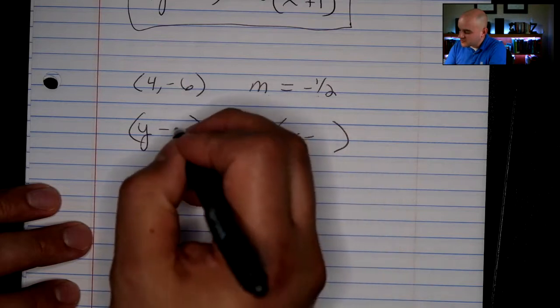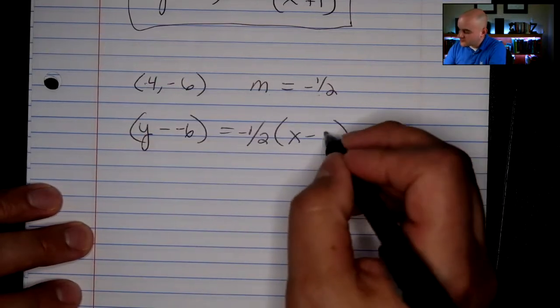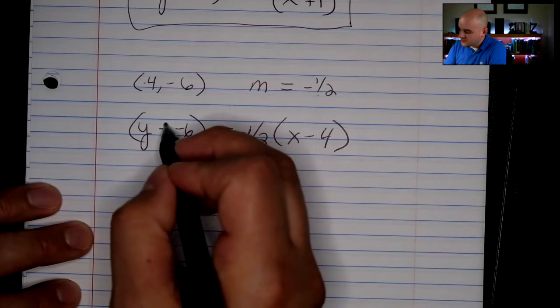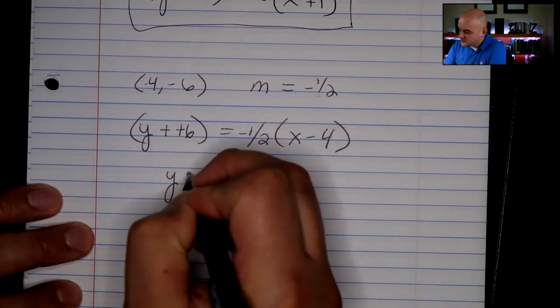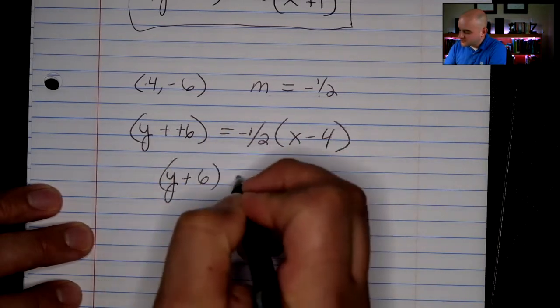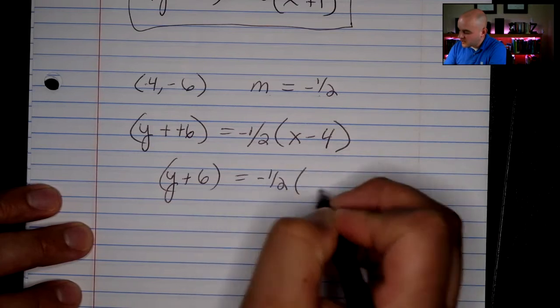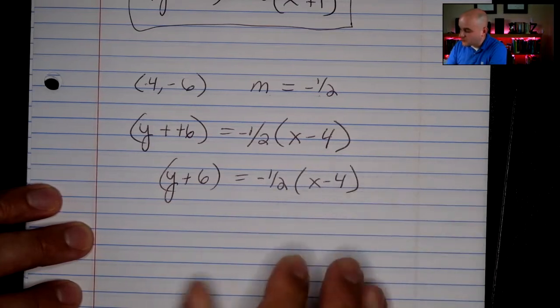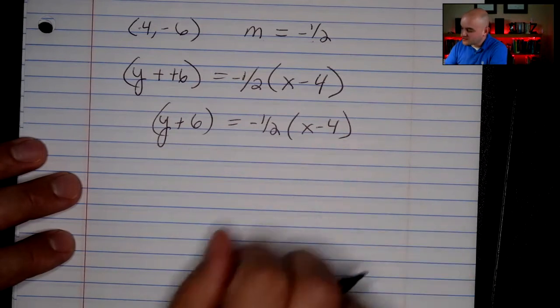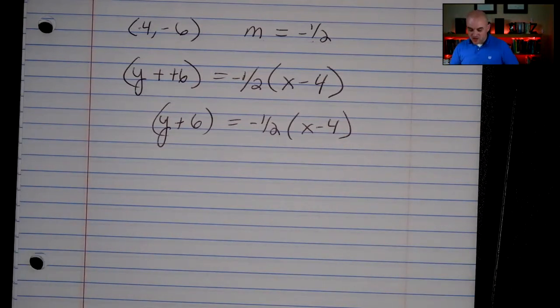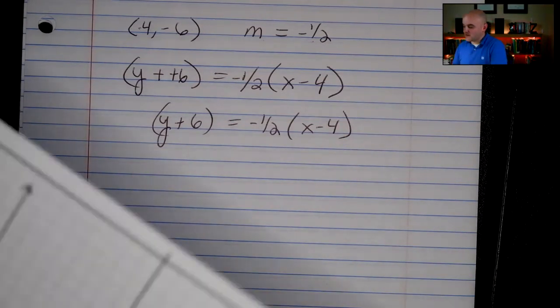So we got -6 we're going to put in. We've got 4 that's going to go with the x right here. This becomes a +6. So when we clean it up, we get y plus 6 equals -1/2 times x minus 4. That's the equation of our line. Let me grab our graph paper and we will graph this thing.